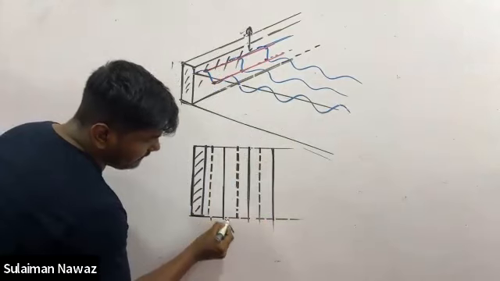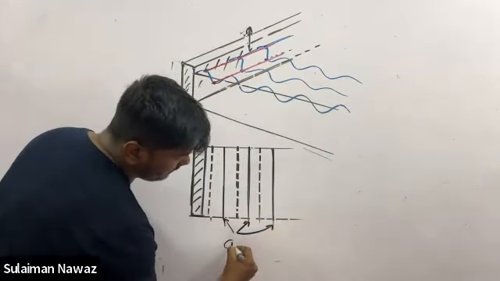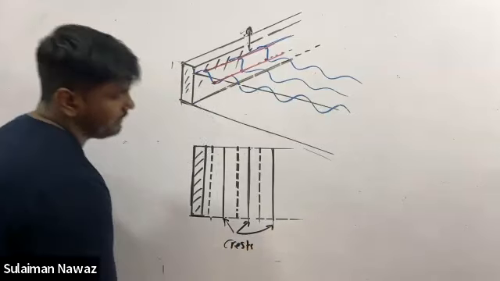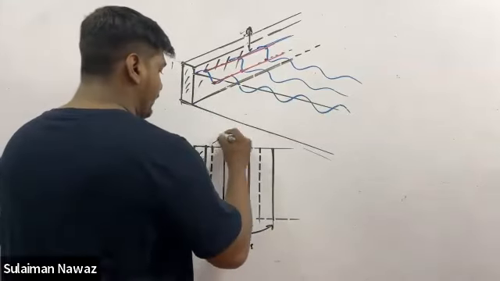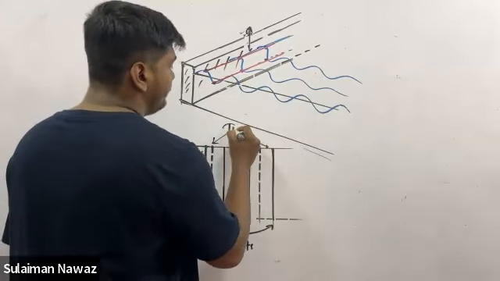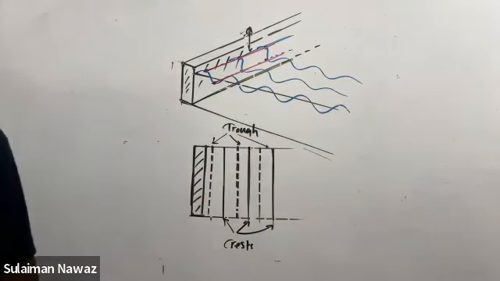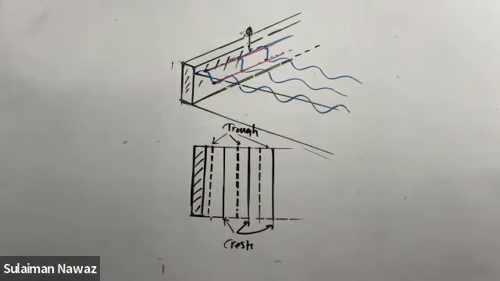So these dark lines are the water wave fronts produced due to the crests. These are the water wave fronts produced due to the troughs. You understand?